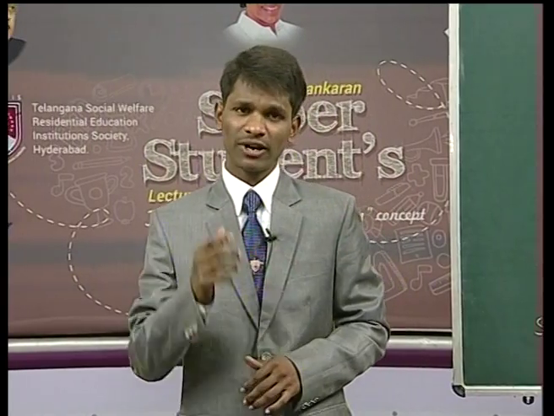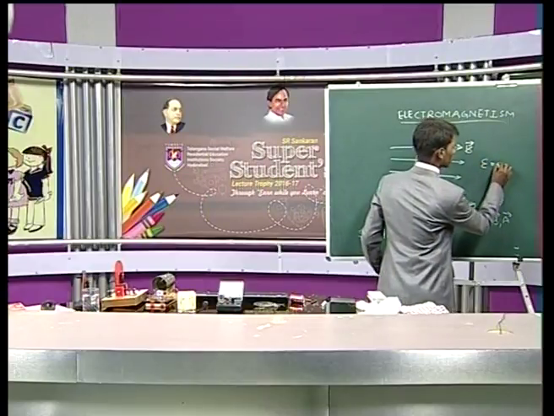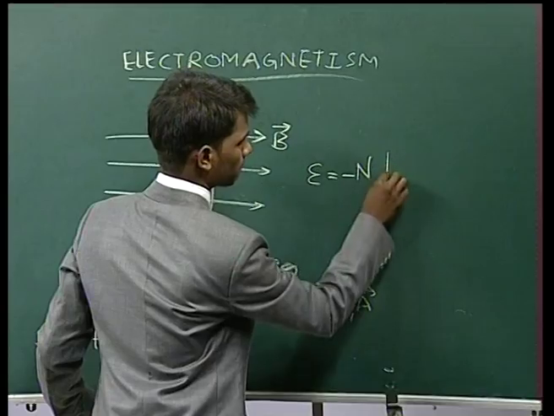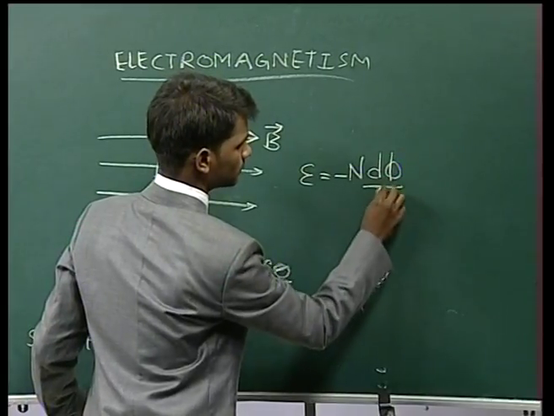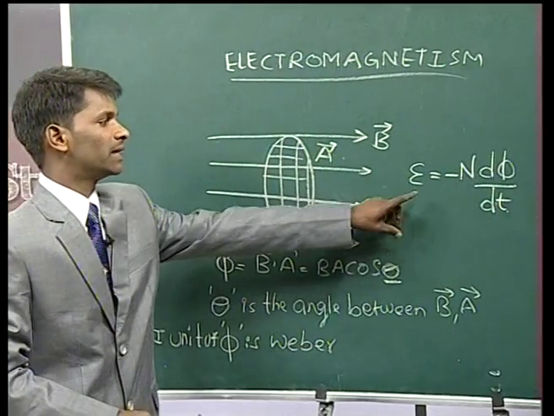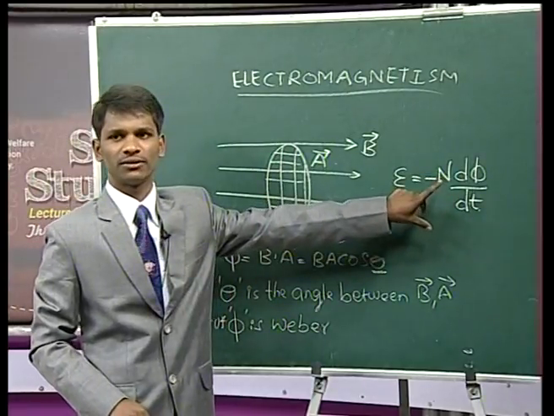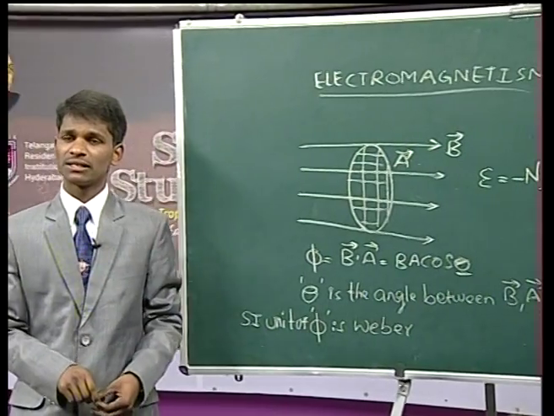Then induced EMF is equal to minus n dΦ by dt. Friends, here n is the number of turns in the coil, that is, epsilon EMF is equal to minus n dΦ by dt. Here the minus sign indicates that epsilon opposes the flux change. Friends, this law is known as Faraday's law of electromagnetic induction.